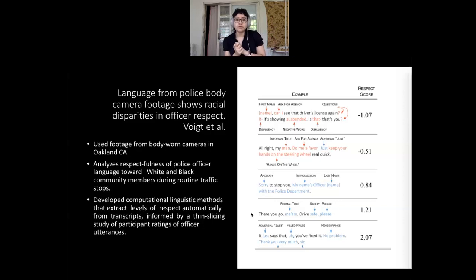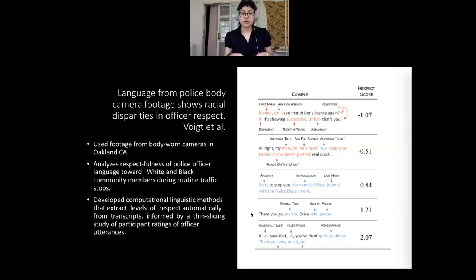So here are a couple examples of some data, big data analysis. This is a paper called Language from Police Body Camera Footage Shows Racial Disparities in Officer Respect by Voigt et al., which is a bunch of authors on this particular article.